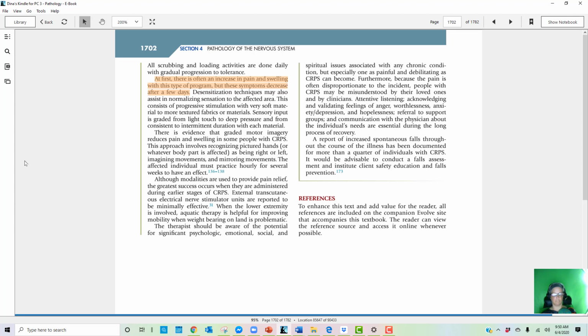This consists of progressive stimulation with very soft material to more textured fabrics or materials. Sensory input is graded from light touch to deep pressure and from consistent to intermittent duration with each material.